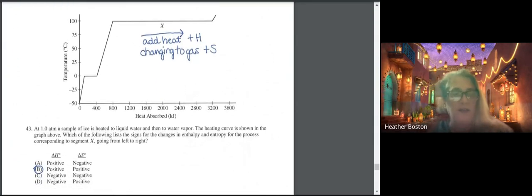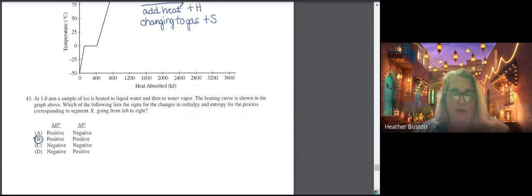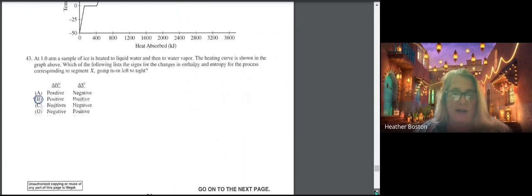Okay, this is a heating and cooling curve. They're telling you they're heating it. They took ice and they're heating it. So they obviously are adding energy to it. So that's an endothermic process. So delta H has got to be positive. We're adding energy to it and we're changing it from a solid to a liquid to a gas. Remember, solids have the least amount of entropy, gases have the most amount of entropy. So if we're adding heat, we're also increasing the entropy. The correct answer is B.